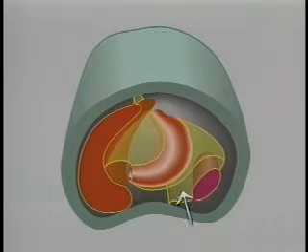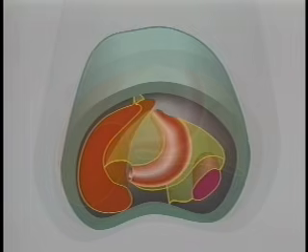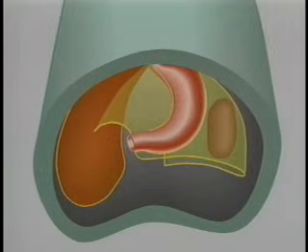Here's the space that will be the lesser sac. This is the lesser omentum. This part of the dorsal mesogastrium will grow downwards to become the greater omentum. We'll move to a slightly lower vantage point so we can add the duodenum to the picture.